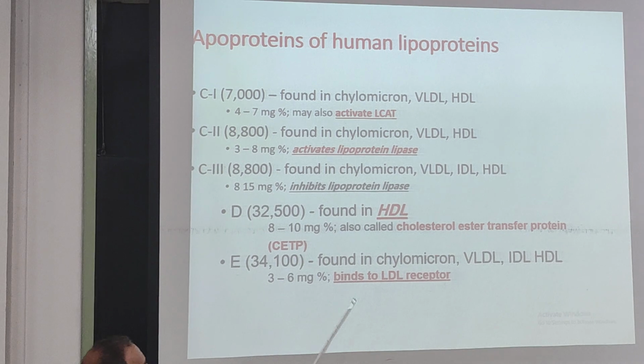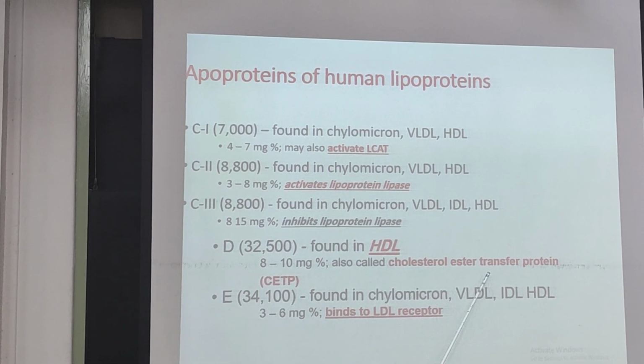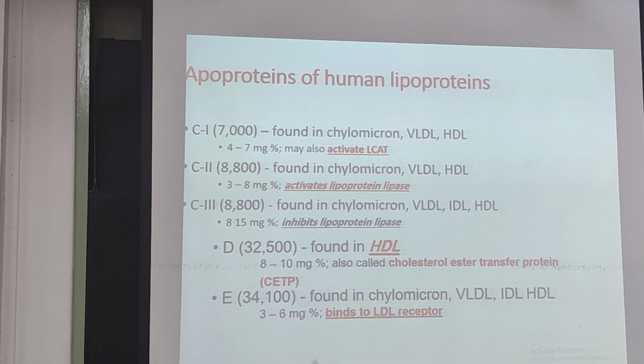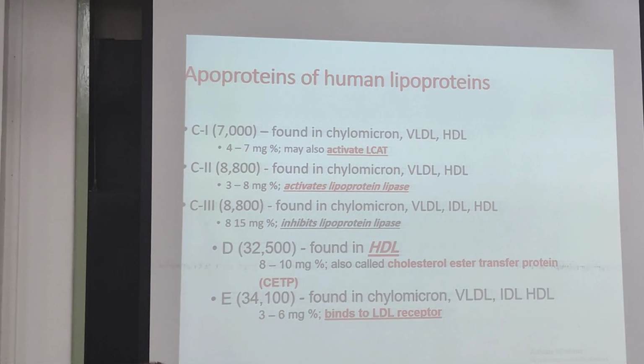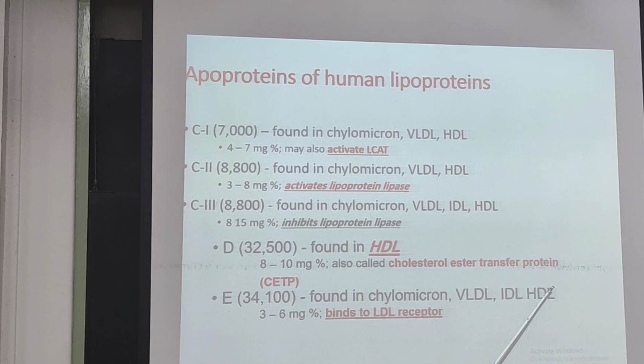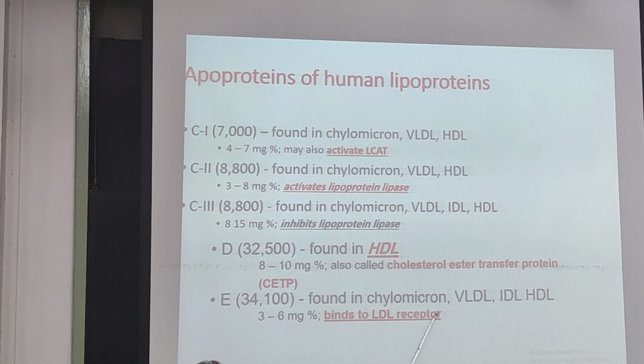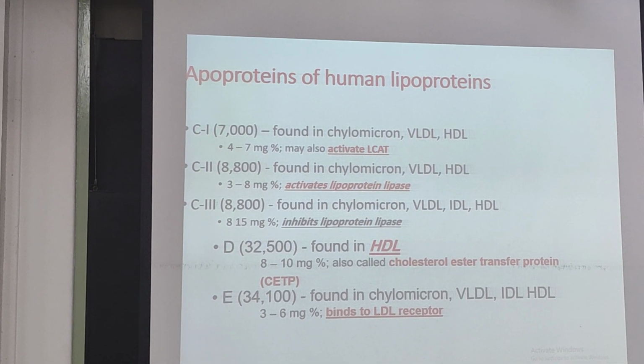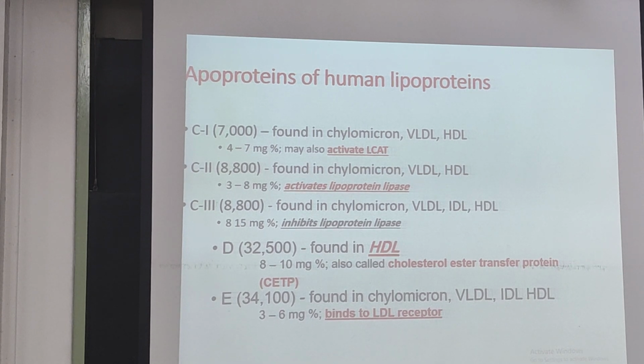And finally, ApoD is just found in HDL, and it's also called cholesterol ester transfer protein or CETP. It has the main function in reverse cholesterol transport to the liver, and ApoE is also found in all of these lipoproteins, and its activity is to act as a ligand for the LDL receptor. So those were the characteristics and properties of apoproteins.